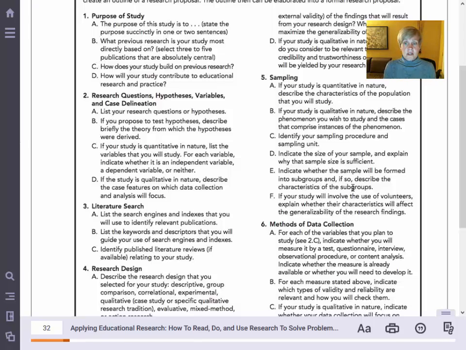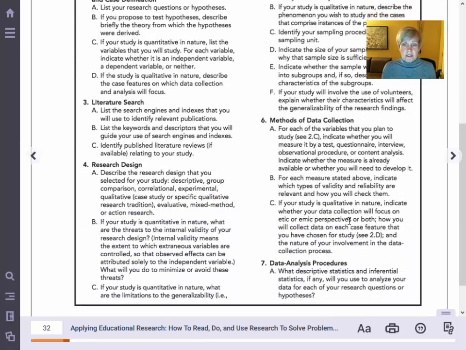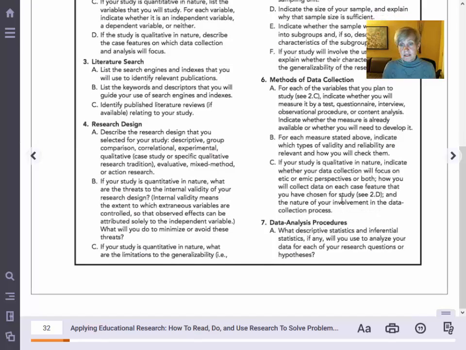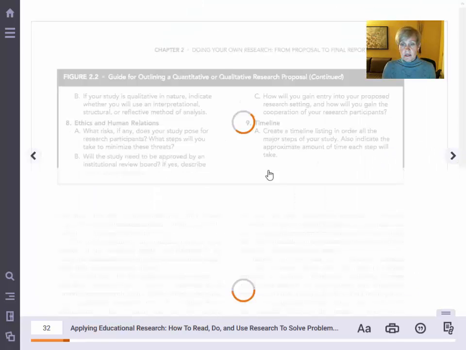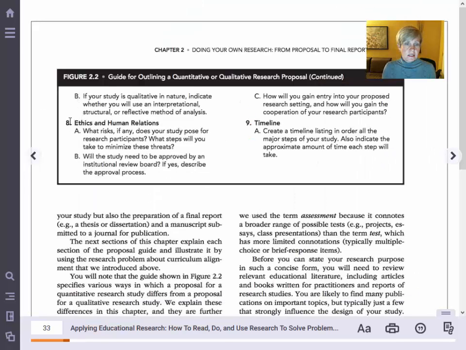Again, there's a conversation on sampling about whether or not something is big enough or small enough and when it would be useful. Methods for data collection will be identified in any study that you read, and it's got to be put into a proposal, and also the analysis procedures. I think it goes on to the second page here, yes. And then ethics and human relations, which is the assignment on doing the CITI training this week.